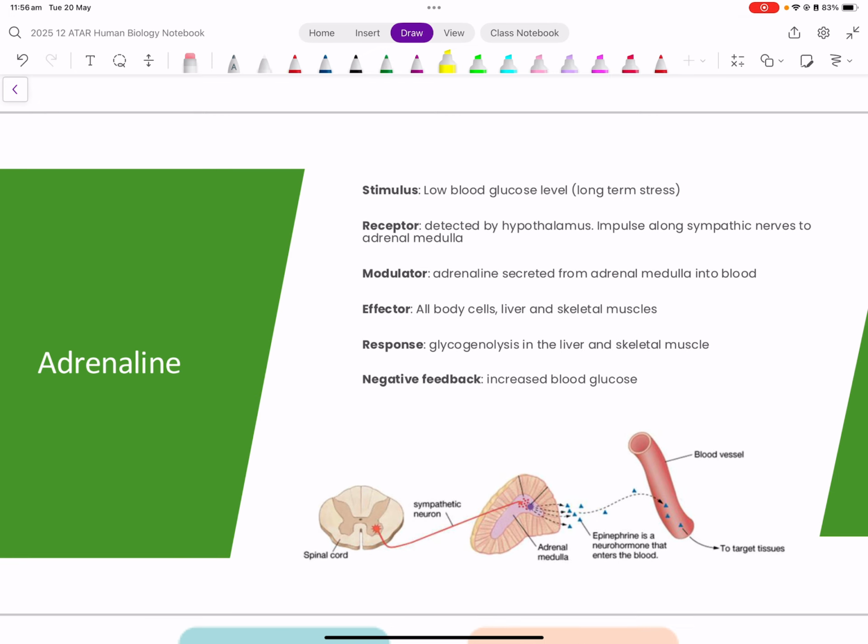Final feedback loop for today, and our final real example is adrenaline. Now, adrenaline, again, is released in response to low blood glucose levels. Again, it's detected by the hypothalamus, and this time, instead of being an immediately hormonal response, the hypothalamus sends a message along sympathetic nerves to the adrenal medulla. Now, the adrenal medulla is then going to allow for the release of adrenaline, and similar to our past 3 hormones, it will target all body cells, the liver and skeletal muscle. Glycogenolysis will then occur, and this is going to increase blood glucose levels. So again, glycogenolysis, breakdown of glycogen into glucose.